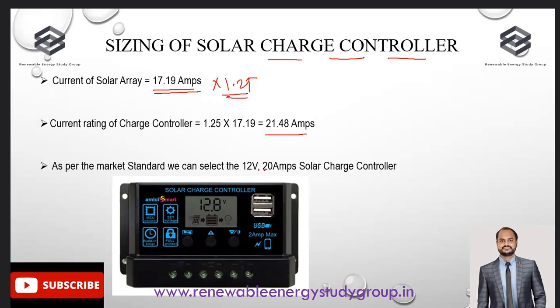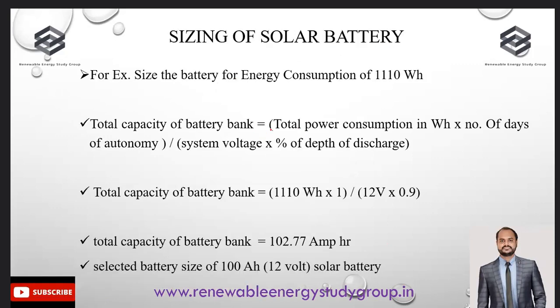As per the market standard, we can select a 12 volt, 20 ampere solar charge controller, or you can take a 40 ampere charge controller also if there is a future expansion plan for the consumer. So we can say that as per market conditions, the 20 ampere solar charge controller will be more than sufficient for designing this kind of DC home system.